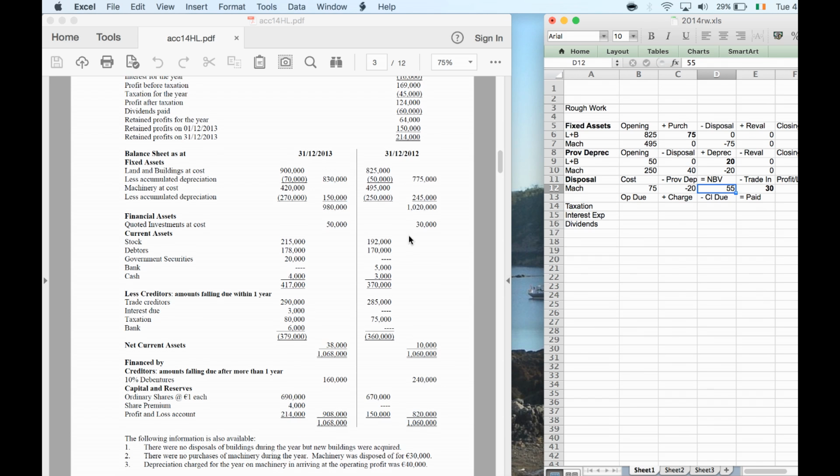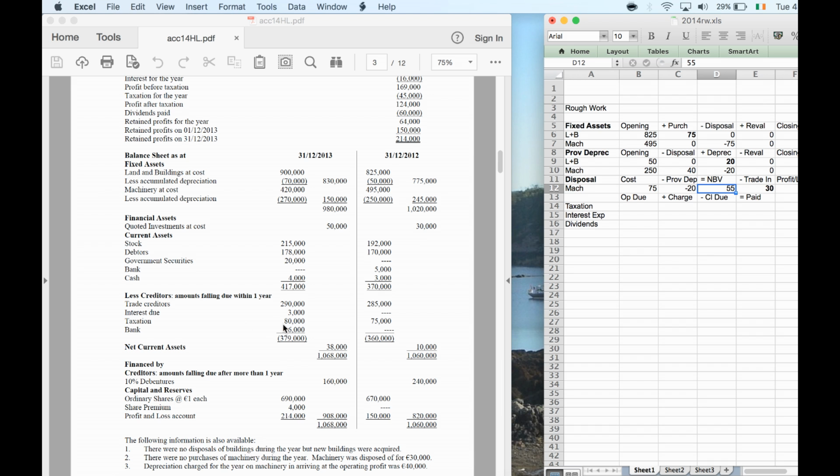Down to this here, my taxation. So I'm looking over here at my current liabilities. My tax due at the beginning was 75 and the closing due was 80. So we had 75 that we owed. We were charged up here 45 and we owe 80 at the end. So if we just take the 80 away, the amount paid, we should have paid during the year 75 and 45, that's 120. We still owe 80, so 120 take away 80 means we paid 40 this year.